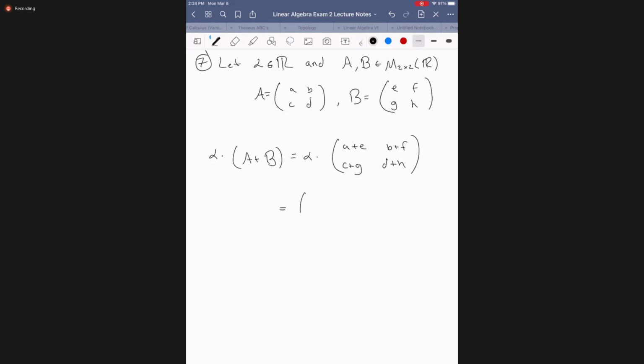So now we have alpha times A plus E, alpha B plus F, alpha C plus G, alpha D plus H. Okay, now can you distribute this part right here? Yeah, right, because now that multiplication is multiplication of real numbers, which we do know distributes. So this is this, and this is this.